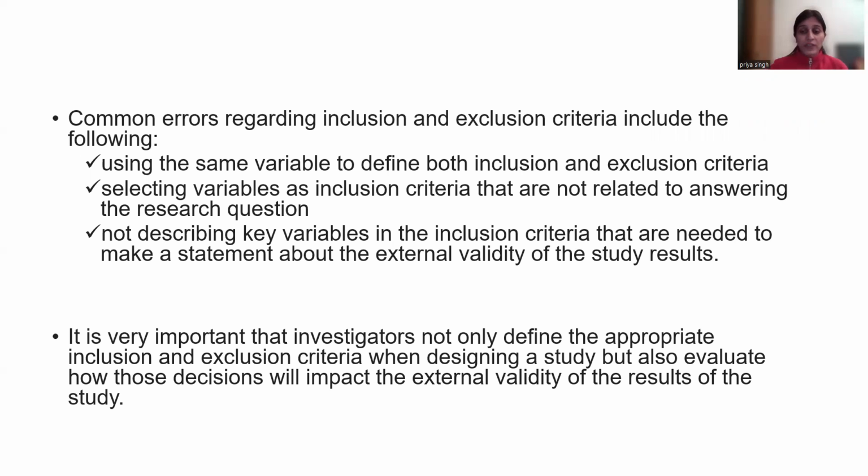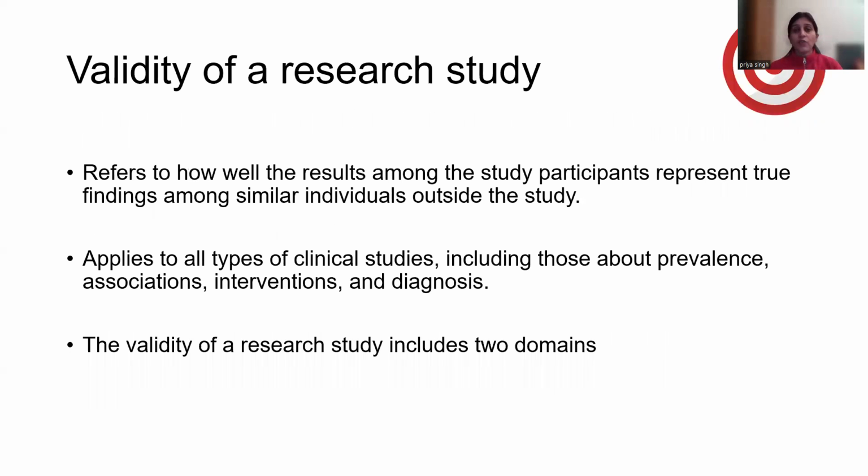So, a lot of emphasis is being given to the validity. So, what actually is the validity of a research study? Validity refers to how well the results among the study participants represent true findings among similar individuals outside the study. It applies to all types of clinical studies, including those about prevalence, associations, interventions, and diagnosis. The validity of a research study includes two domains.